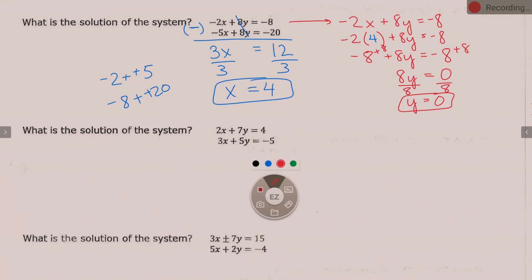Okay? Now, I didn't think to talk about this earlier. How can you check your answer? Plug it into both equations, right? So what is my answer here?